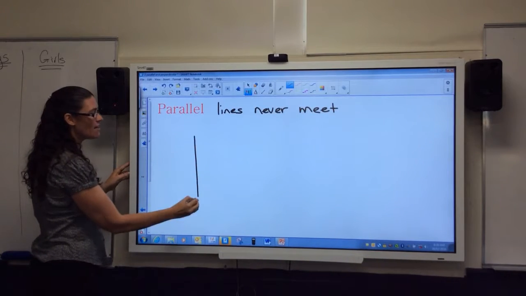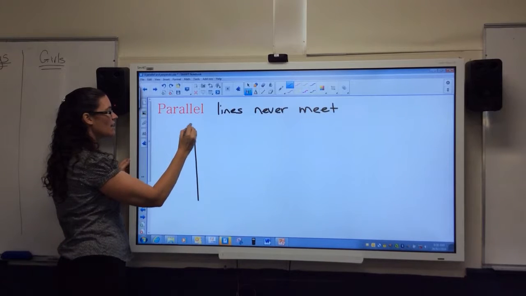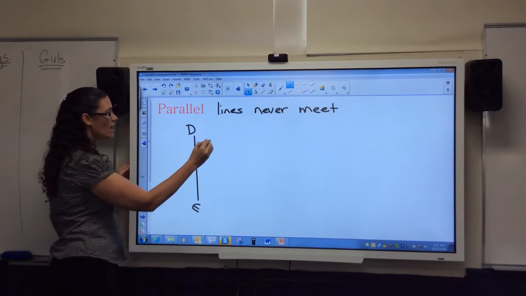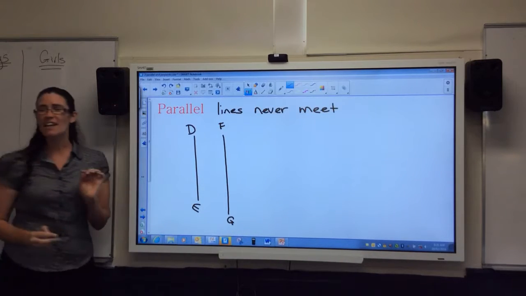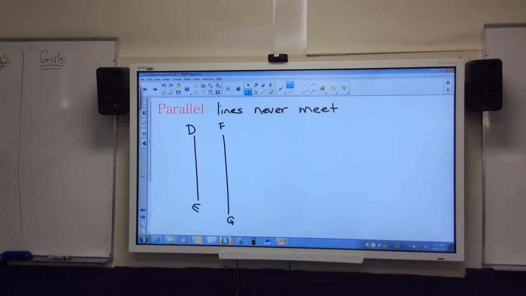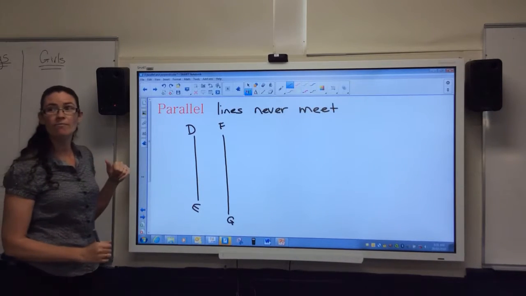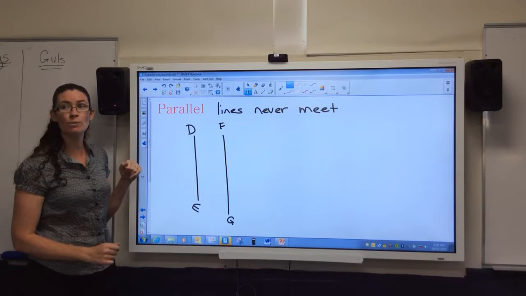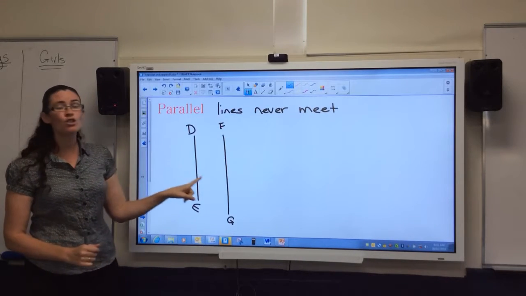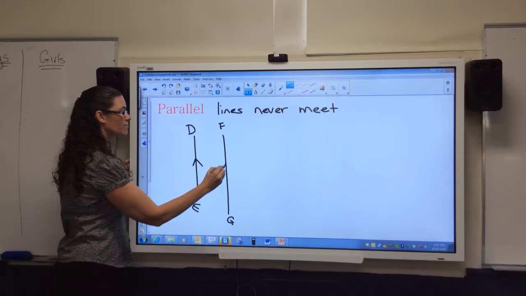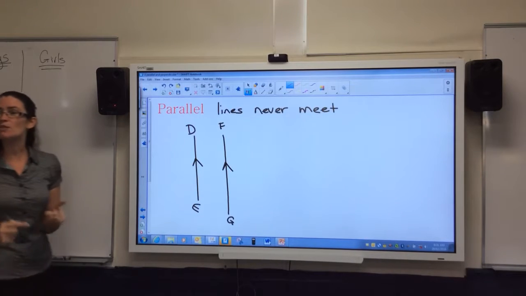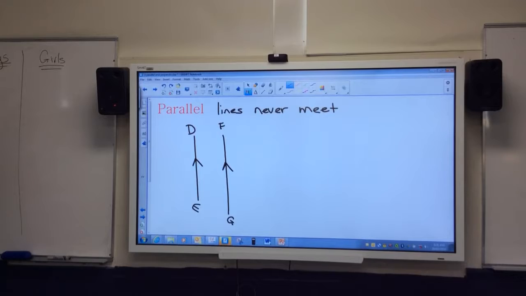So if I had a line here, and we're going to call this one DE, and then I'm going to have a line here, and it's going to be FG. They never meet. Now I have a special symbol for that as well. So remember perpendicular, little box in the corner, that meant 90? Parallel lines have a special symbol. You draw the picture. So to show that they never meet, I draw a little arrow on them, like this. That symbol there tells me that they are parallel and they will never meet.